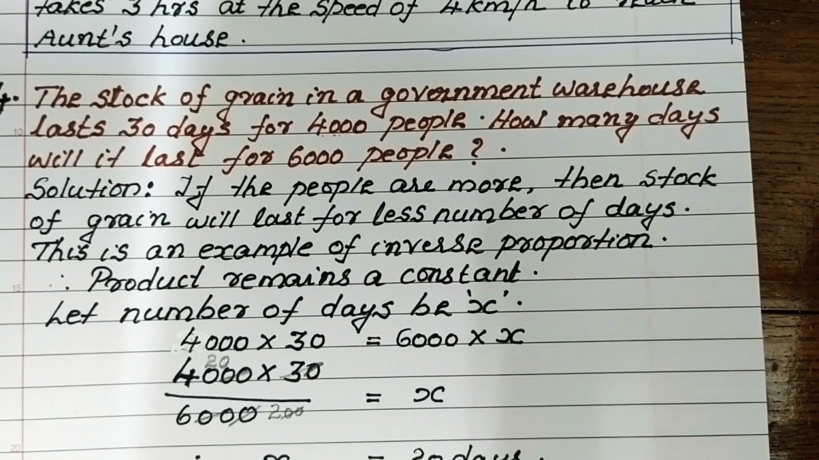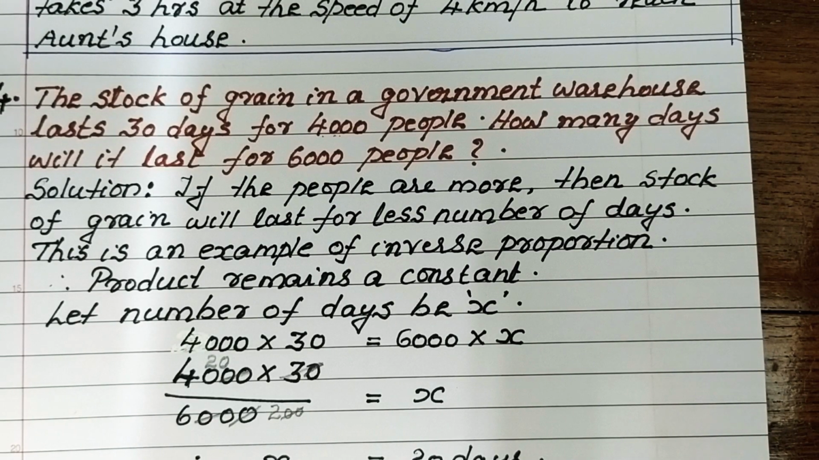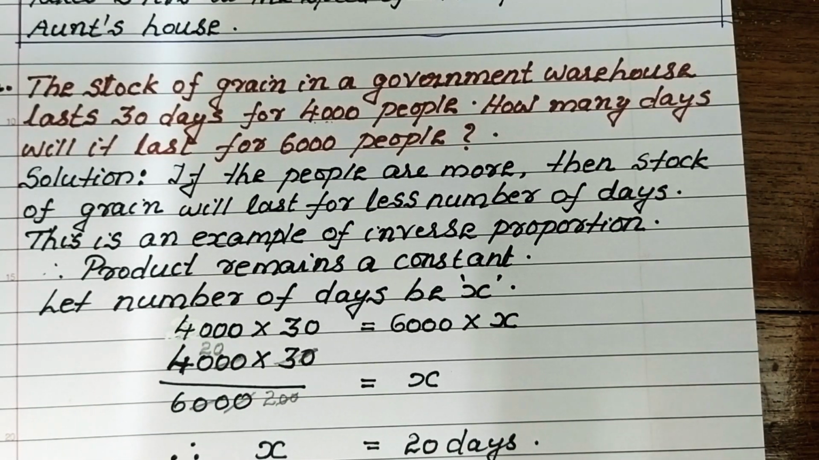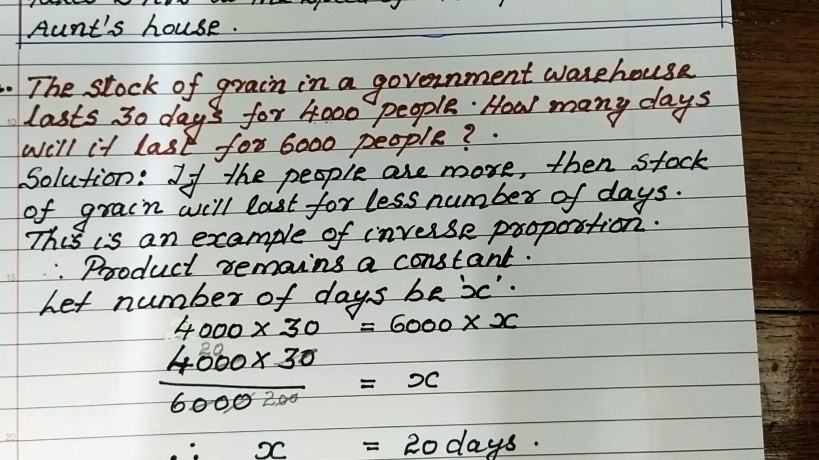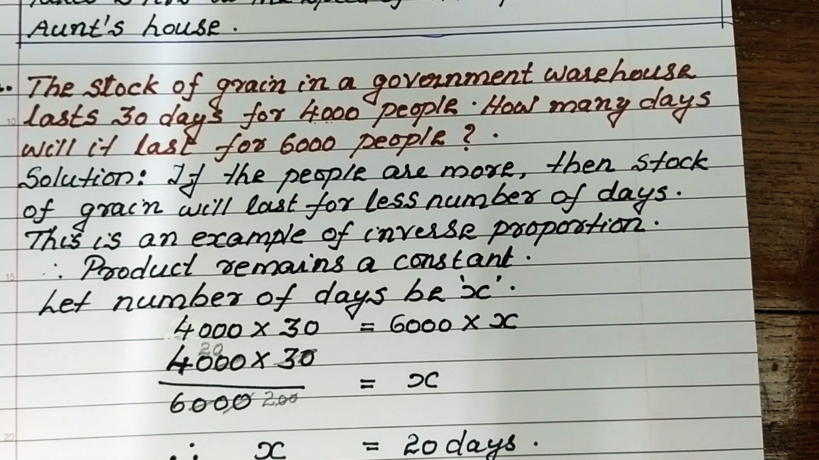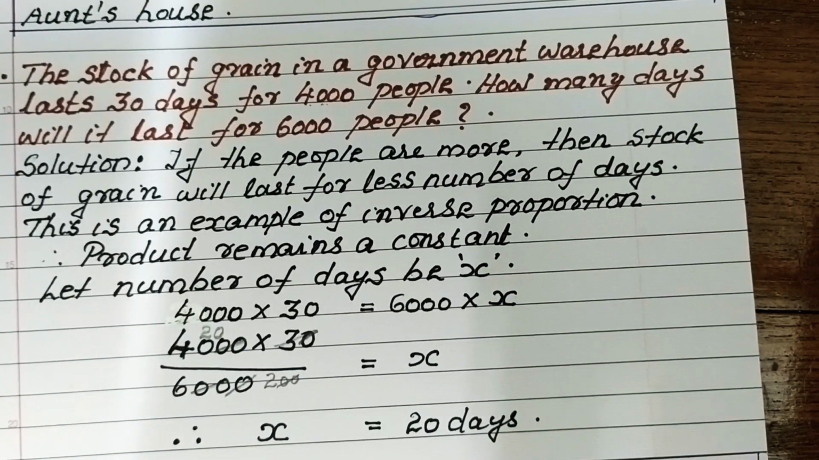The last question is, the stock of grain in a government warehouse lasts 30 days for 4,000 people. How many days will it last for 6,000 people? Here also you can find out whether it is an inverse proportion or not. After finding out, you can use that in inverse proportion, the product is a constant. Just try this question.